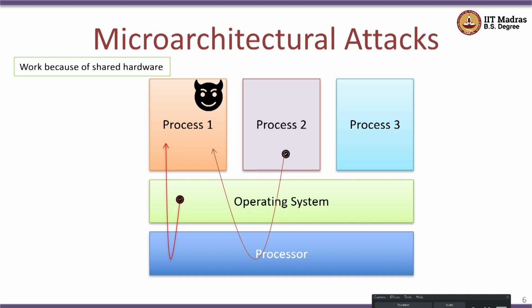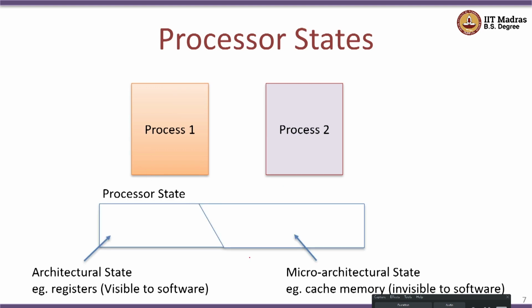Again, the cost of this channel is due to the shared hardware resources like the cache memory or the branch predictor or the TLB that is present within the microprocessor. So, let us try to understand what causes these attacks.